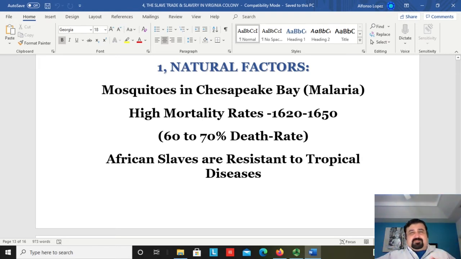The first factor that convinced them of that was natural factors, nature, something that was natural. It was out of the control of humans, human decisions, etc.